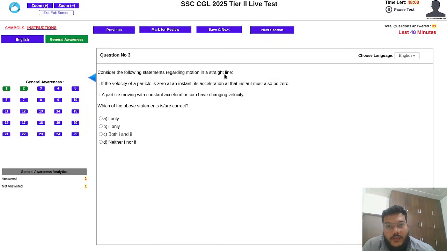The following statement regarding motion in a straight line: if the velocity of a particle is zero at an instant, its acceleration at that instant must also be zero.